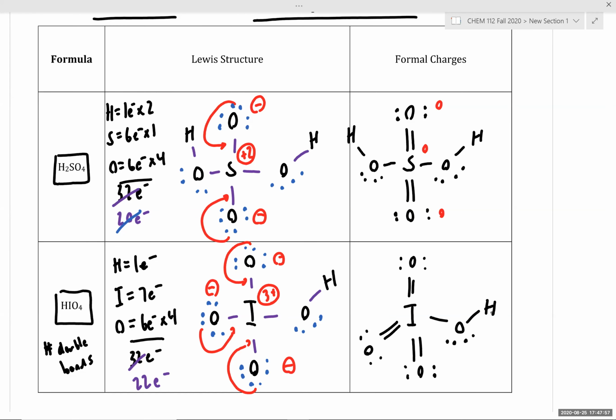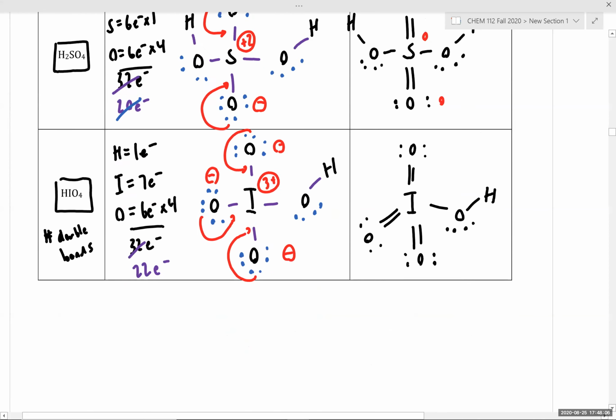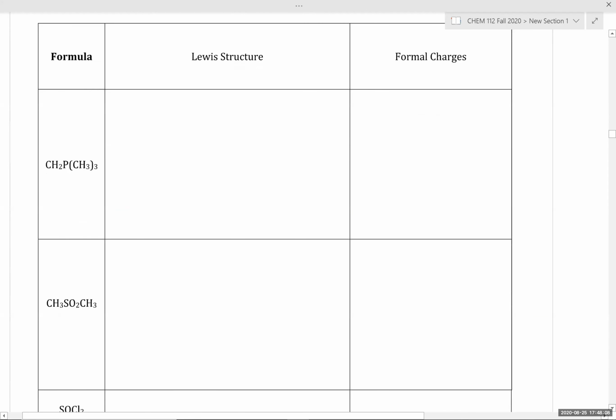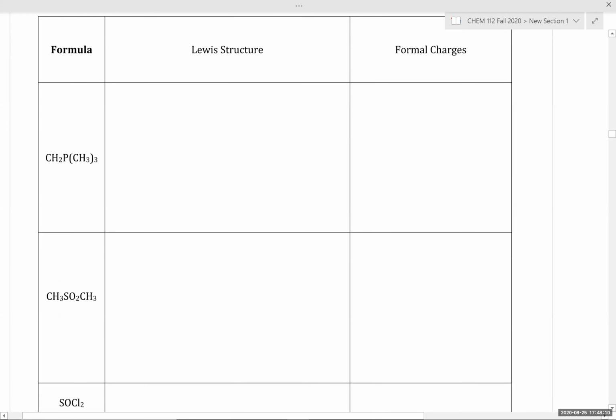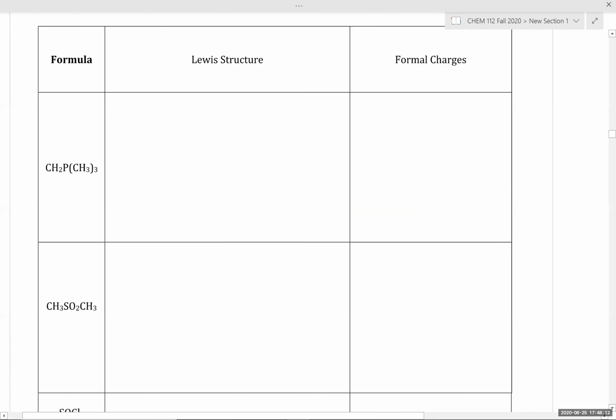Does this example make sense to everyone so far? So let's keep going now. And let's look at another series of Lewis structures for expanded octet structures. These are common species encountered in organic chemistry. So I'll tackle the first example.